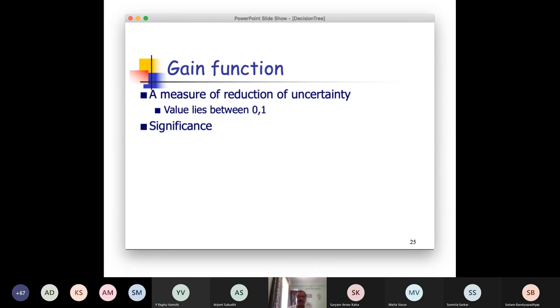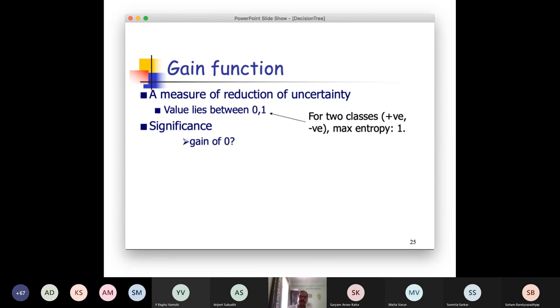So it's a measure of reduction of uncertainty. The higher the gain value, the higher the reduction of uncertainty. The value lies between 0 and 1 in this case, so the maximum value is 1 and the minimum is 0. And its significance: you should note that for two classes, the maximum entropy is 1.